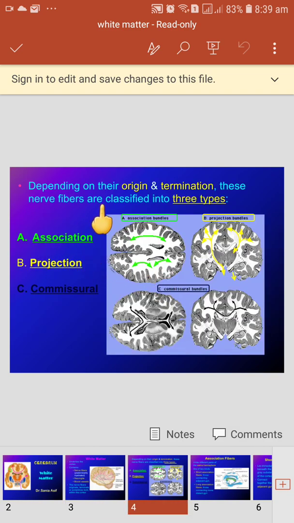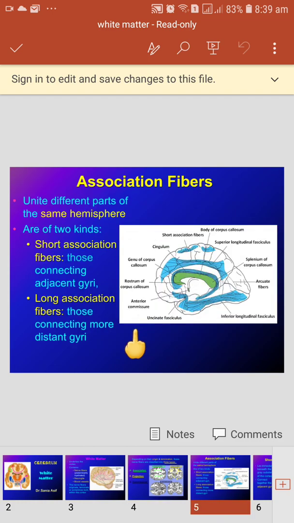Depending upon their origin and termination, these nerve fibers are classified into three types. These are association fibers, projection fibers, and commissural fibers. We will discuss them one by one in detail. Firstly, we will discuss the association fibers.